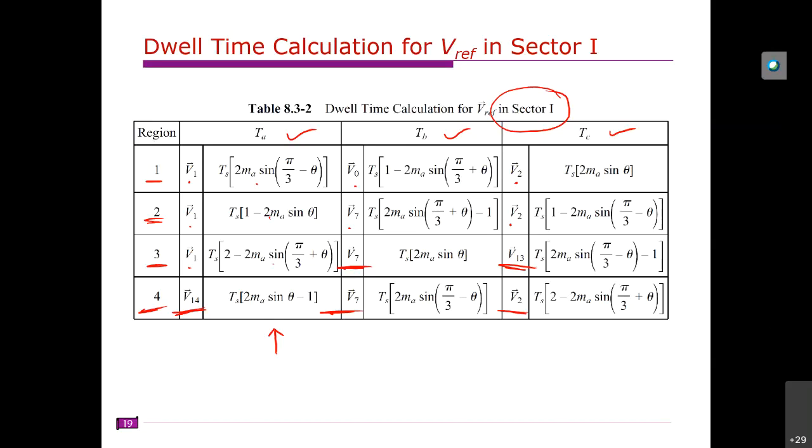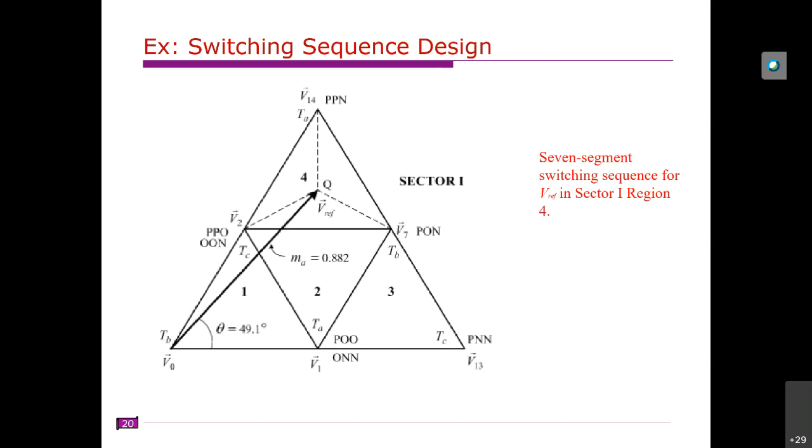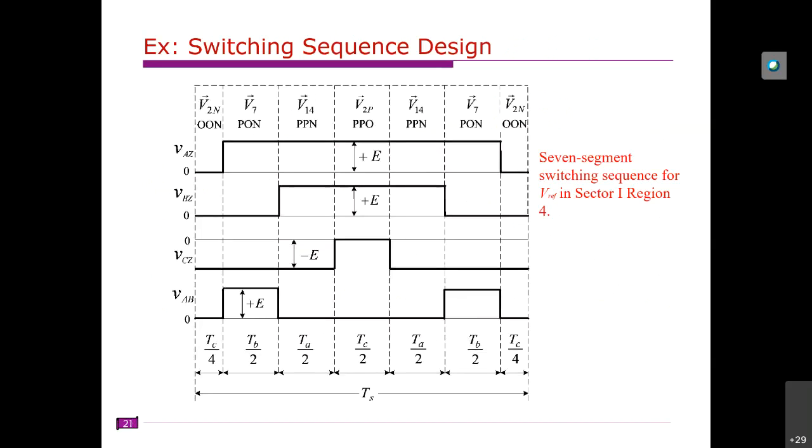Clear? So once you obtain these timings Ta, Tb and Tc, what is the next step? We need to provide the switching sequence. So here also we will have some rules. We have formulated some rules for this design. So what are the rules?